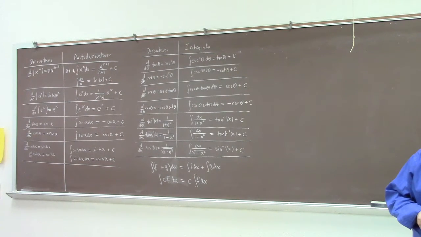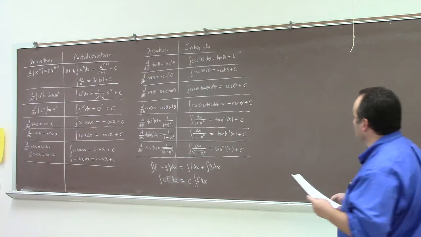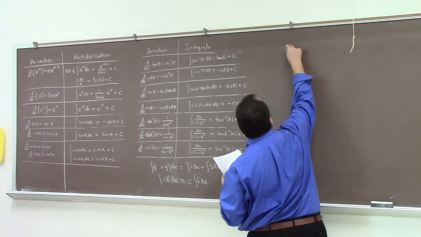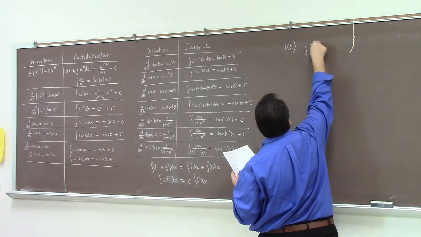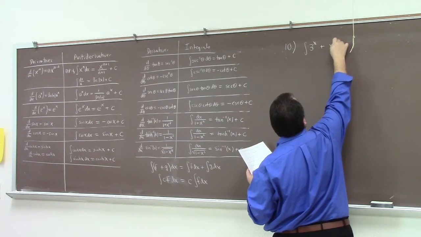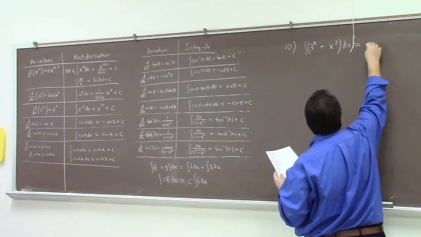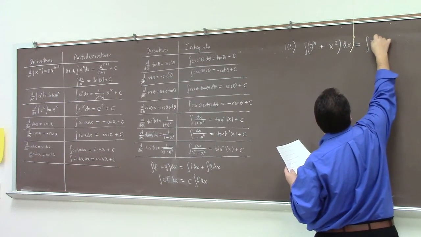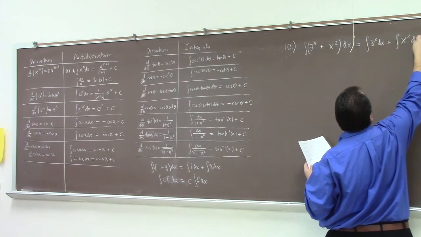All right. So we should work on number 10, is that right? Yeah. All right, so we're supposed to do the integral of 3 to the x plus x squared dx. So my opening move is to break it into two pieces, right? This is the integral of 3 to the x dx plus the integral of x squared dx.